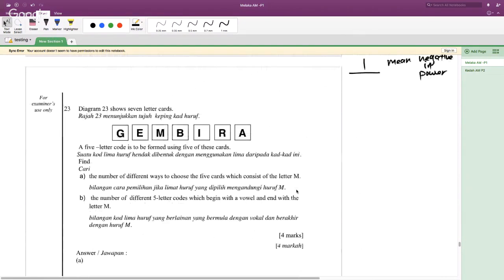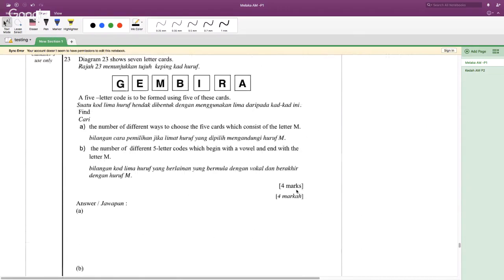Okay, so let me move on to question 23. I guess this is permutation. You want to form a 5-letter code using 5 of these cards. So we have 1, 2, 3, 4, 5, 6, 7, we have 7 cards here. So find the number of different ways to choose the 5 cards, which consist of the letter M.